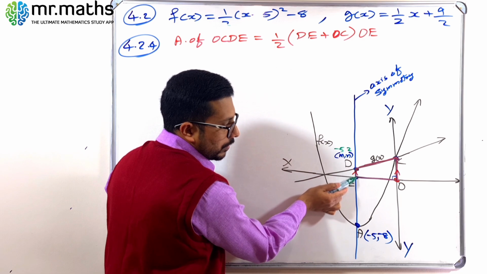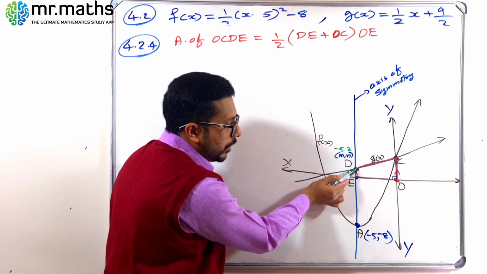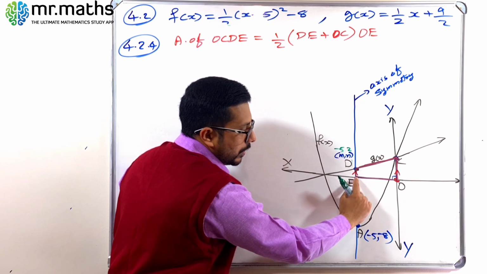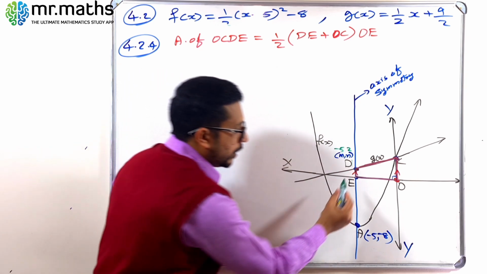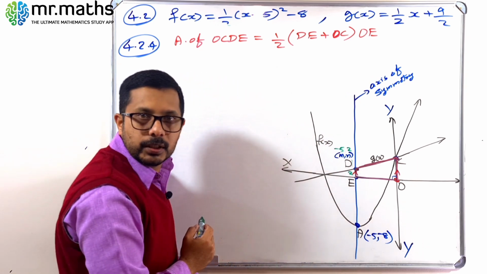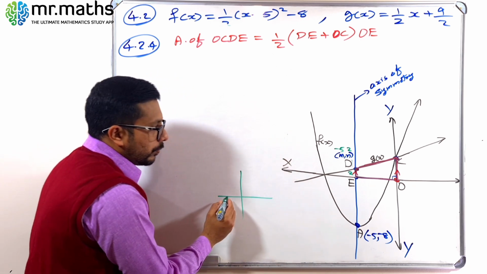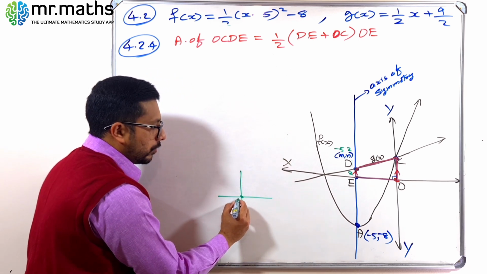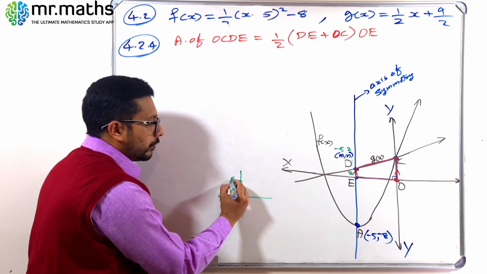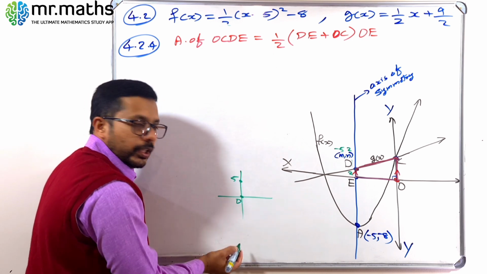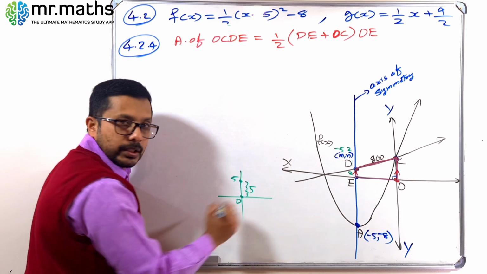This distance is 2 centimeter. The y value of the point D is 2, so it means that this distance is 2 centimeter. Do you understand? Guys, listen here. Let's say this point is 0, and here this is 5. The y value is 5. So what is the meaning of y value 5 here? This distance is 5 centimeter. Am I right?